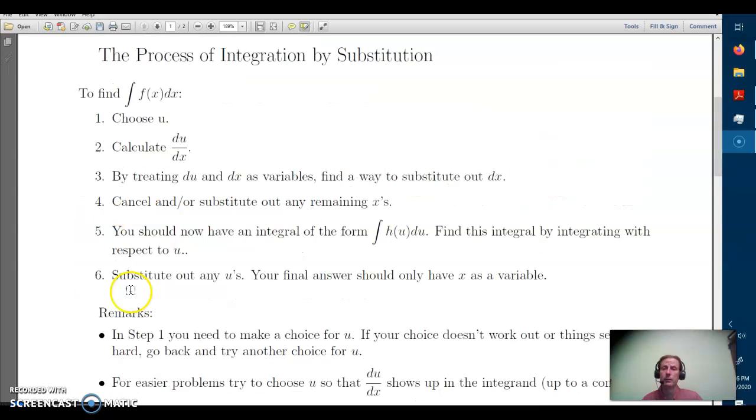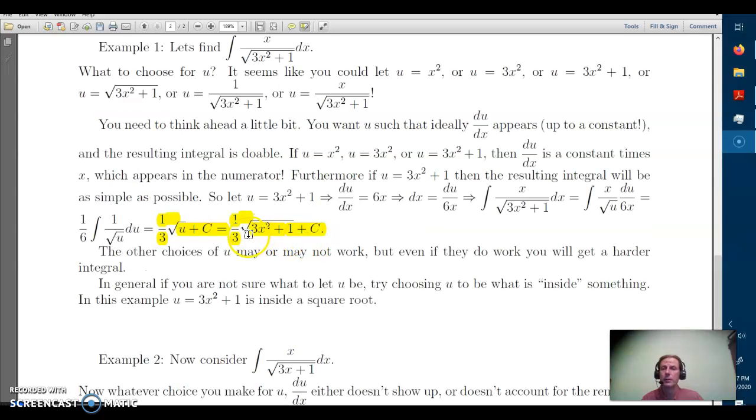Now the final step is to substitute out any u's. The original problem doesn't have any u's in it, so therefore your final answer shouldn't have any u's in it either. However, you chose u to be some function of x, so all you have to do is replace every u with that function, and you'll have your final answer. In our example, u was equal to 3x squared plus 1, so I simply replace the u with the 3x squared plus 1 and get our final answer to be 1/3 times the square root of 3x squared plus 1, and of course don't forget the plus c.